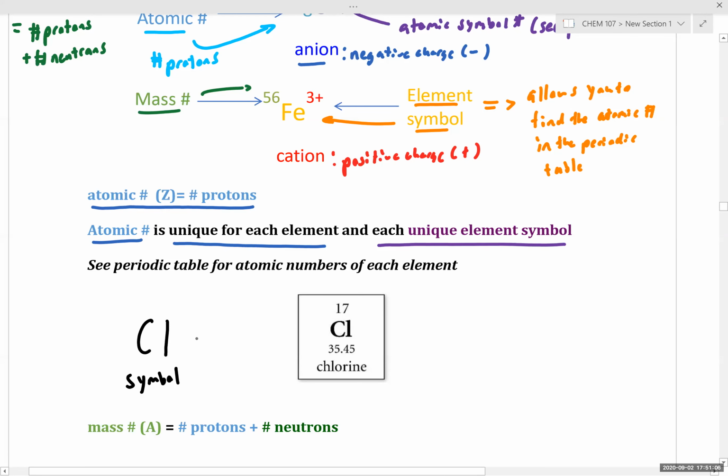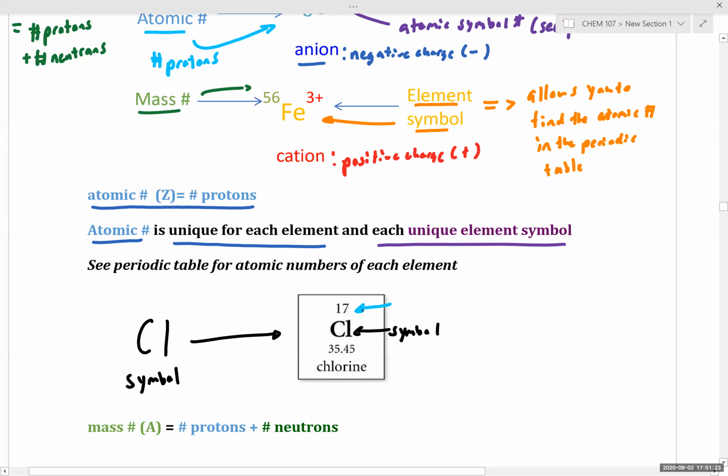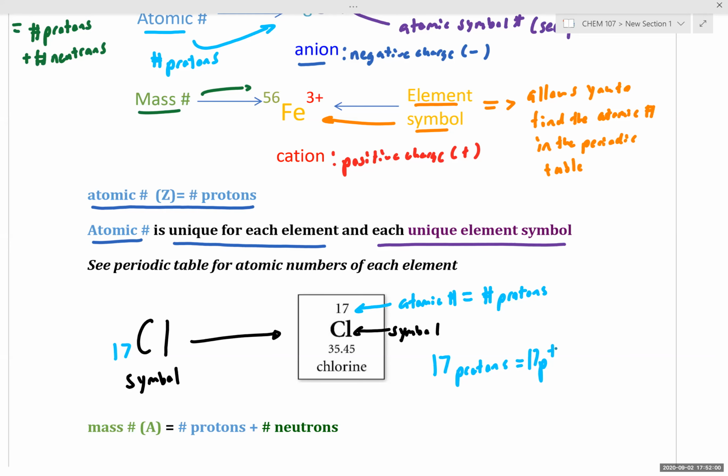So we have our symbol, we go to the periodic table, and we see the following little section of our periodic table. So we have our symbol, and then the number above the symbol in the periodic table is known as the atomic number. And this atomic number is equal to the number of protons in our sample. So would someone like to tell me in the chat, what is chlorine's atomic number? 17, exactly right. So then we conclude that chlorine has 17 protons, or 17P+. Does that make sense to everyone? You can look up the atomic number from the periodic table if you know the atomic symbol.